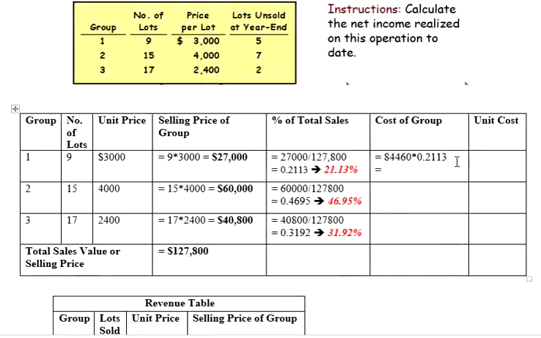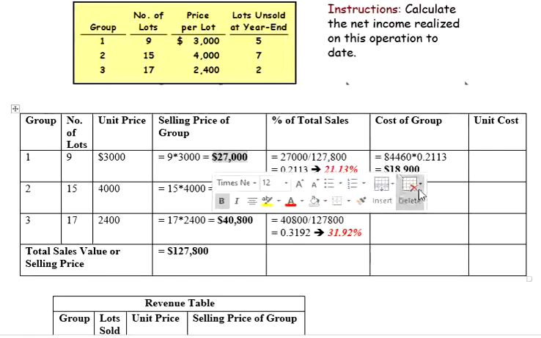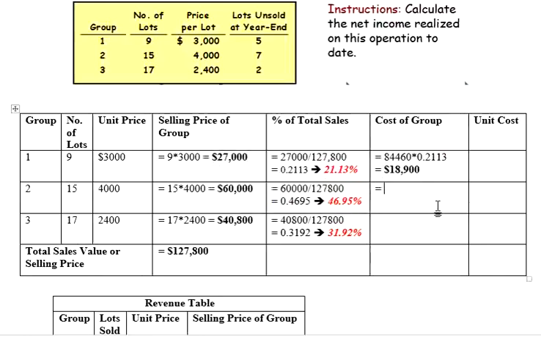So 84,460 multiplied by 0.2113. Ladies and gentlemen, kindly remember I'm using rounded figures. The rounded figure will be $18,900, which means that the total cost I have incurred only in group number 1 is $18,900, while the total revenue that will be generated from selling group number 1 is $27,000. That's the cost of group 1, and this is the selling price of group number 1. Let's proceed to the second one.